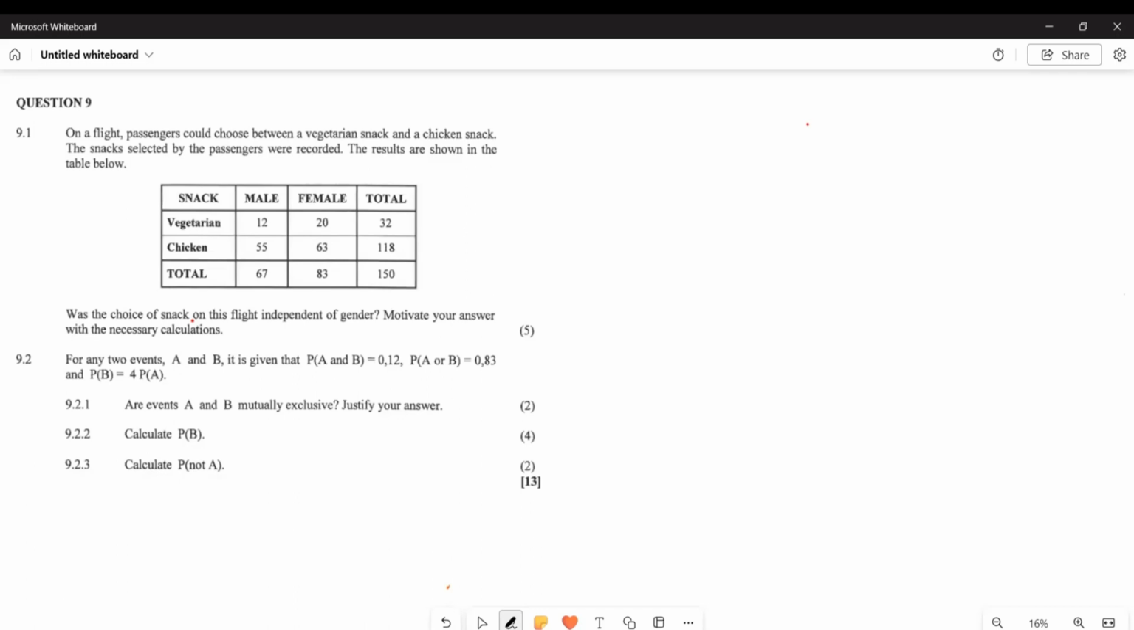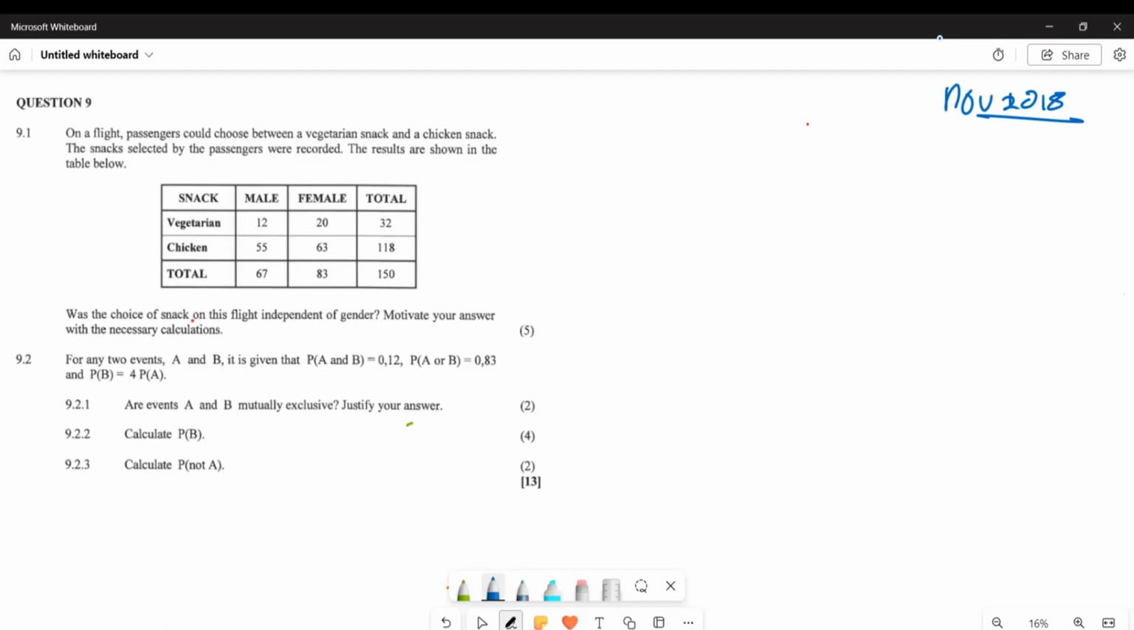We are still examining our 2018 paper, from November 2018. So now let's see what we can do here. They say, on a flight, passengers could choose between a vegetarian snack and a chicken snack. The snacks selected by passengers were recorded. The results are shown in the table below. Was the choice of snack independent of gender? Motivate your answer with relevant calculation.